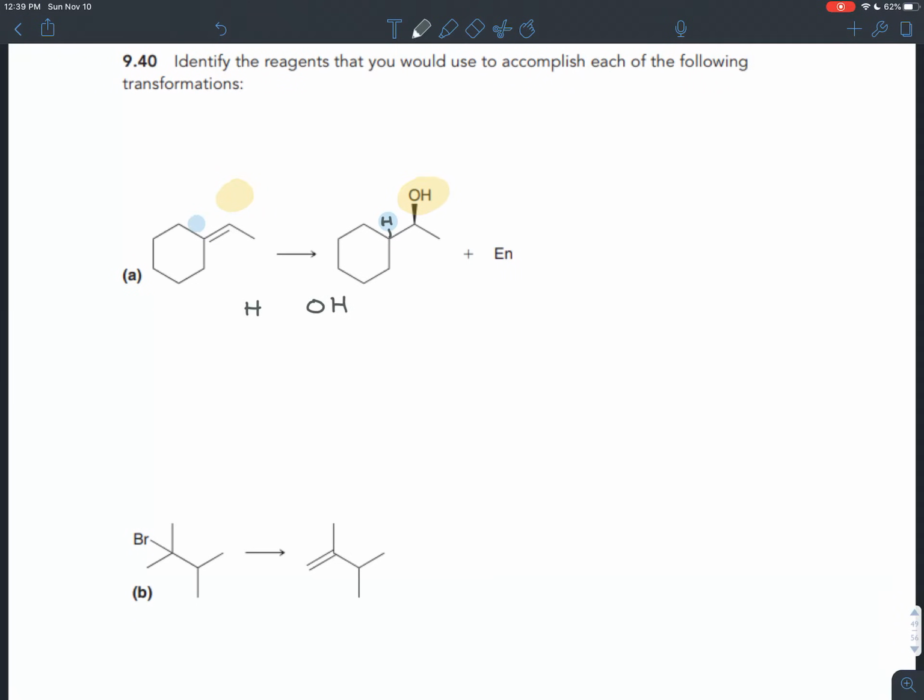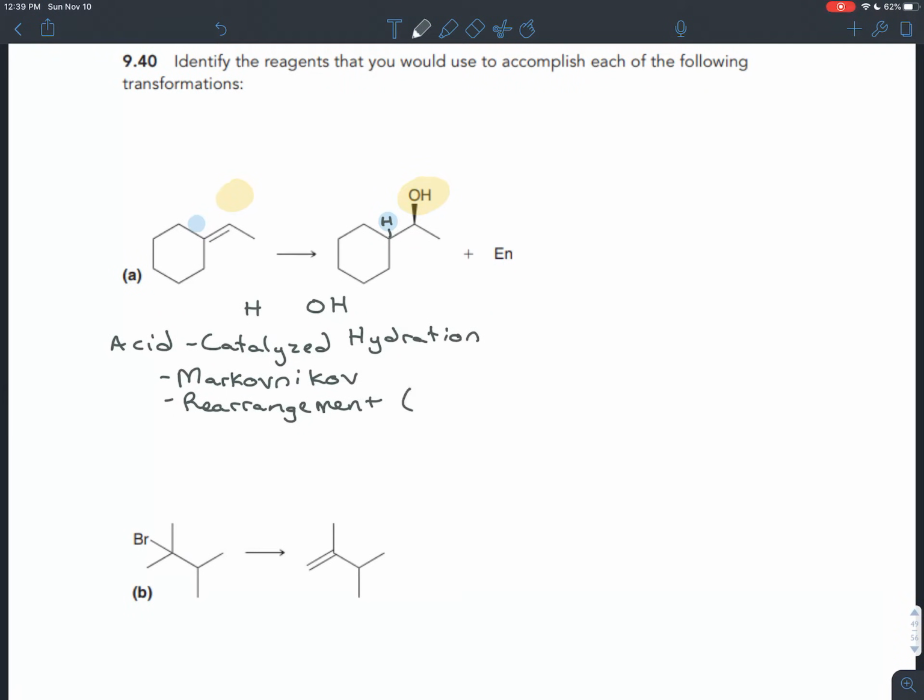There are 3 ways that you know how to add an H and an OH. There's acid-catalyzed hydration. That will add an H and an OH in a Markovnikov way, so the H will go to the less substituted carbon, and you could have rearrangement, because you form that carbocation intermediate, so it could rearrange. So that's one option. A second option, a second way of adding H and OH is oxymercuration demercuration.